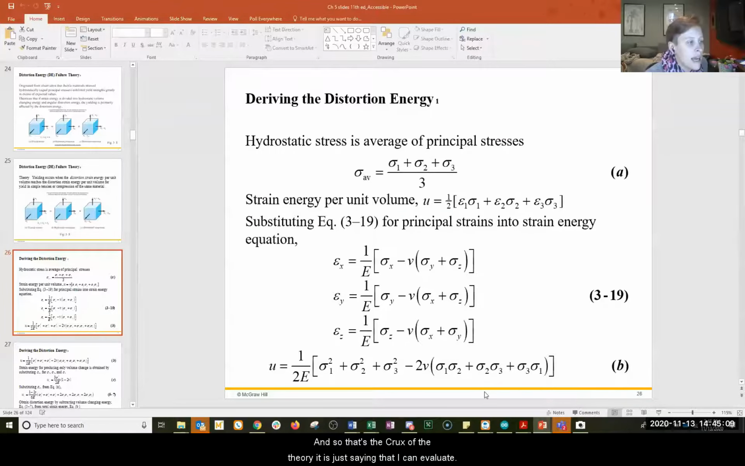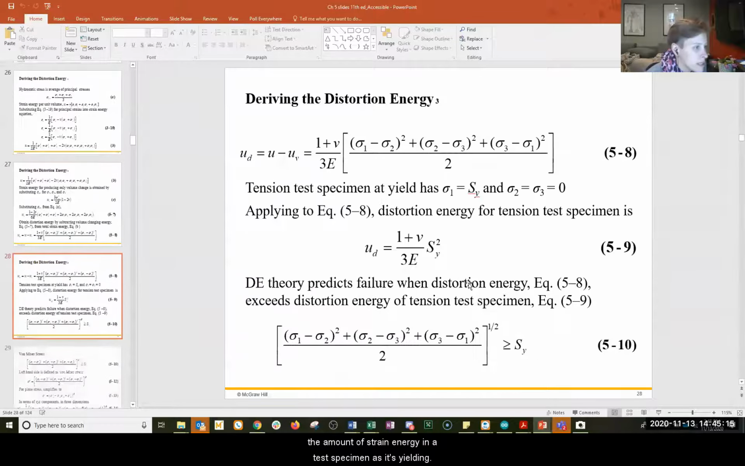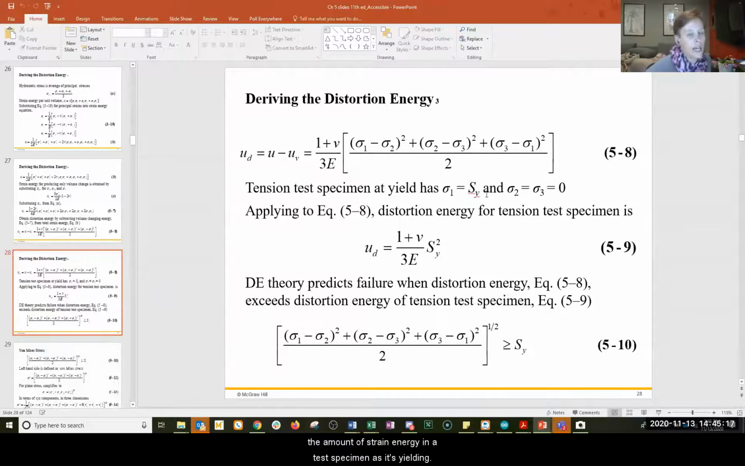It is just saying that we can evaluate the amount of strain energy in a test specimen as it's yielding. And if I can specify the amount of strain energy in a specimen as it's yielding, I can compare my actual strain energy in my stressed element to that yielding strain energy. If I stay below it, I have not yet approached yielding. Does that make some sense? Could you explain it one more time?